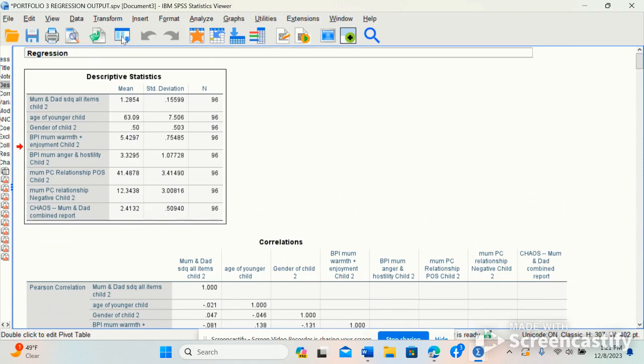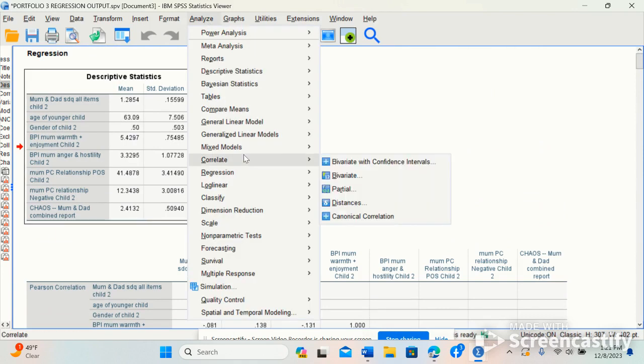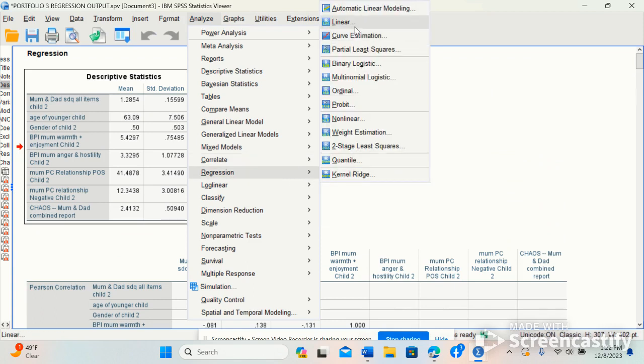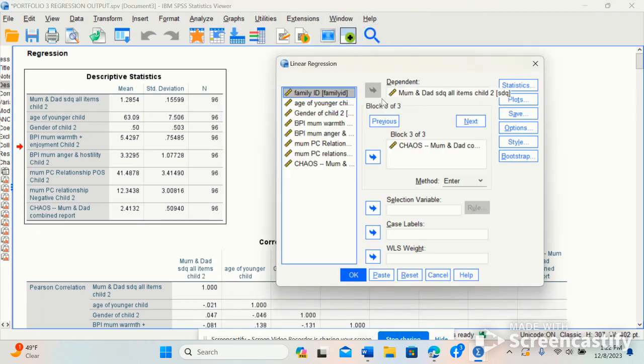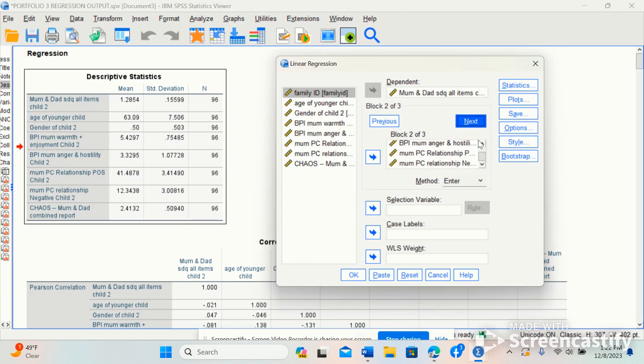Oh, I suppose I should show you how I do that. So you go to Regression, Linear. Put the SDQ up here. The first block, according to Portfolio 3, wanted age and gender. And then the second block was warmth, anger, positive and negative relationships, and then chaos on the very last one.